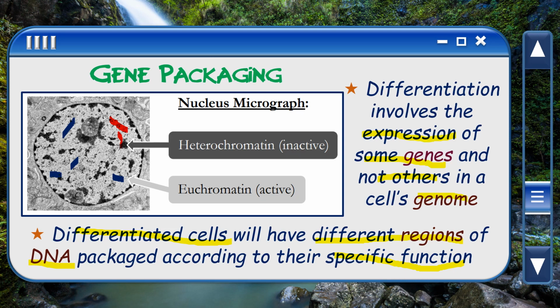Cell genome, we are saying, is the general collection of all genes, and all of these are found in a cell, but not all of them are expressed. So in differentiation, some genes are going to be expressed, others will not be expressed.